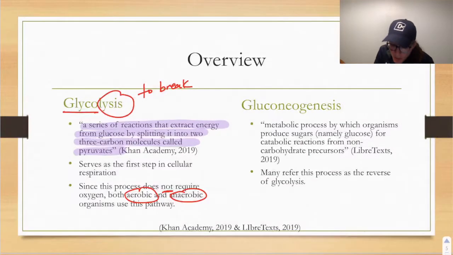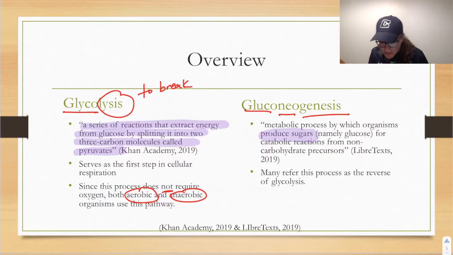On the other hand, gluconeogenesis, again, genesis, you think of the beginning, new, all right, glucose. It's literally the making of glucose. As stated in Libre text, it's a metabolic process by which organisms produce sugar, namely glucose, from non-carbohydrate precursors. And again, we'll touch on that in just a few moments. Now, a lot of people refer to it as reverse glycolysis.